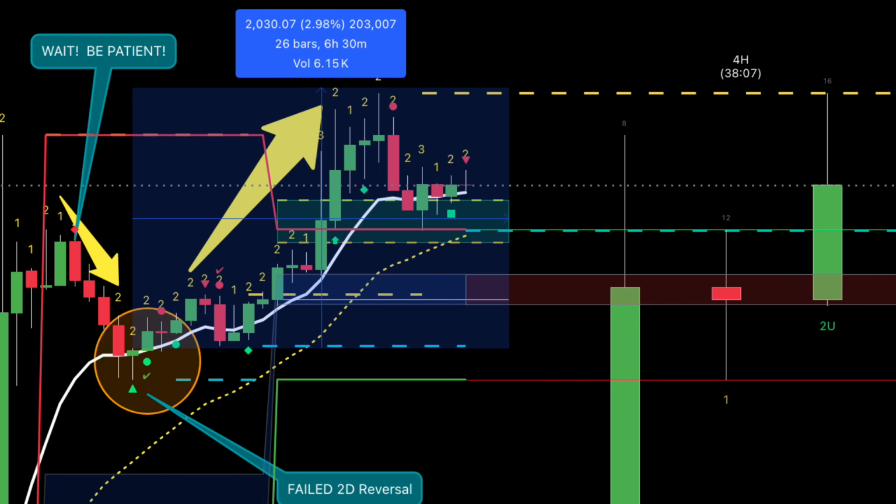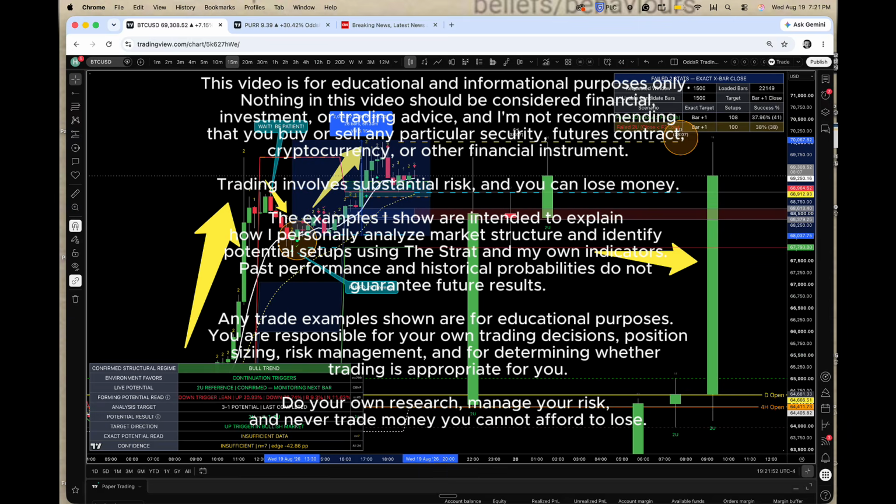I'm allowing the lower time frame to move against the higher time frame direction first. I'm waiting for that downward move. Here is where patience is paramount. Wait for the failure. Then, when that downside attempt fails, I make the market prove that it's turning back up by taking the failed 2-down's high. Then I enter.